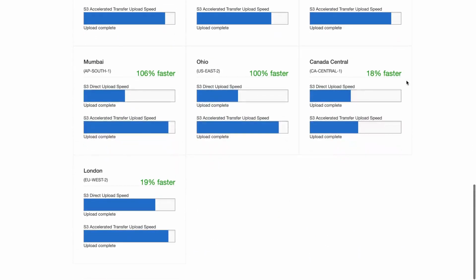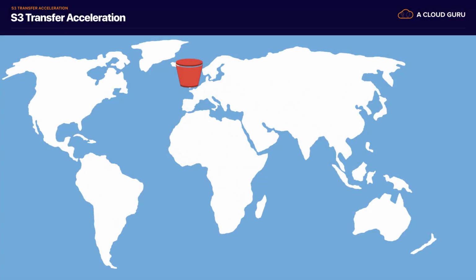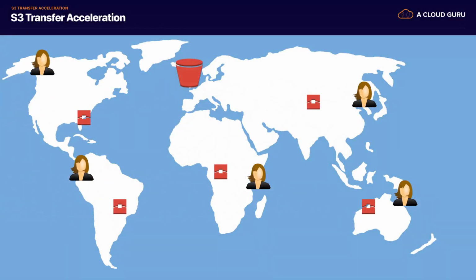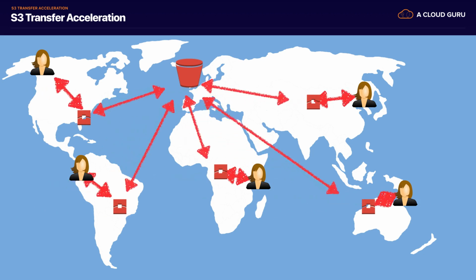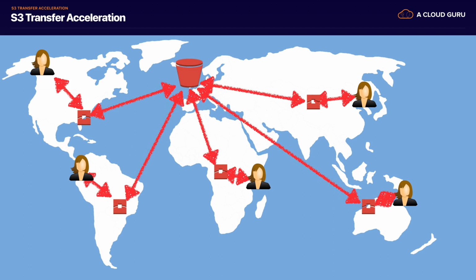So that is S3 transfer acceleration. And in terms of my exam tips, just remember exactly what it is. So you've got your users, you've got your edge locations, and your users upload their big files to the edge locations, which then traverse Amazon's backbone network and will upload those files directly to your S3 bucket in the region that you specify.